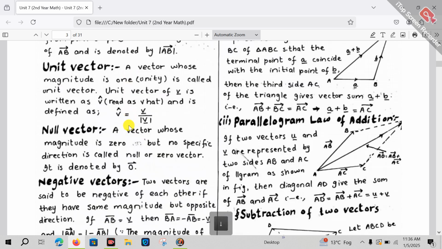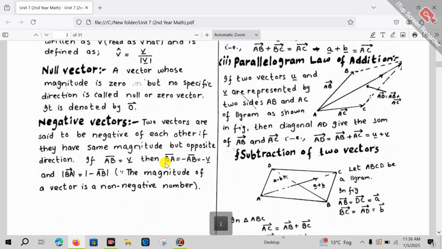Suppose we have a vector AB. This is equal to V. And then, reversing its direction, we have BA. BA means negative of V. These two vectors are said to be negative vectors.